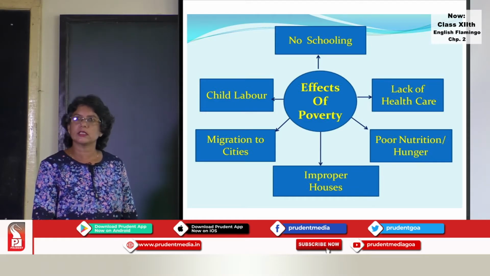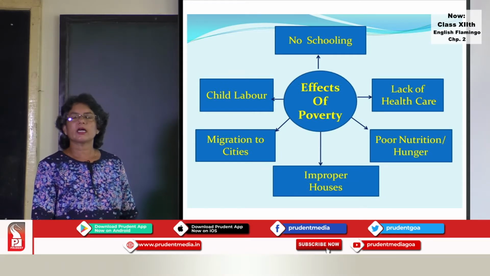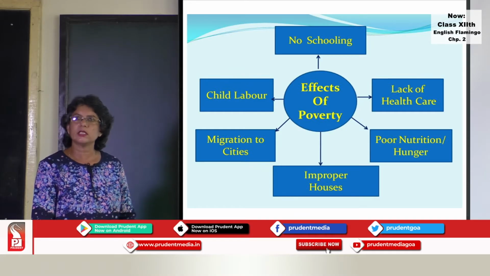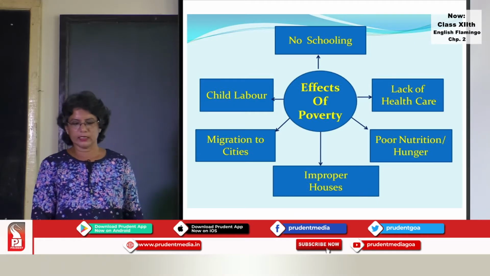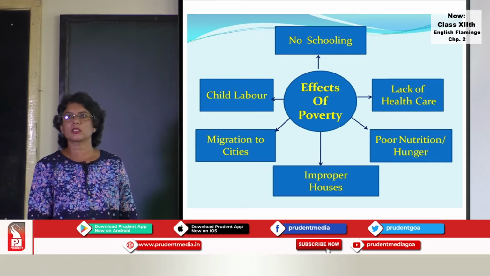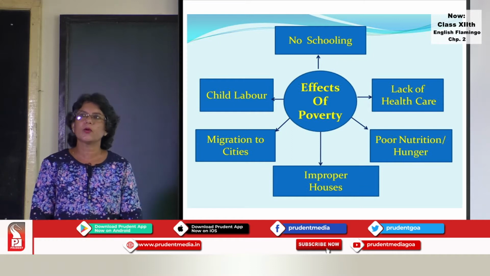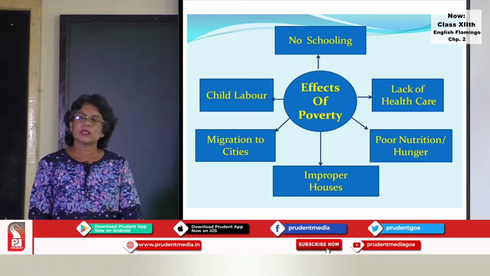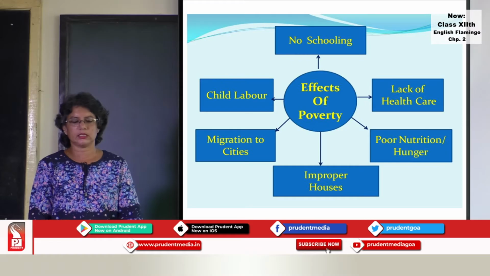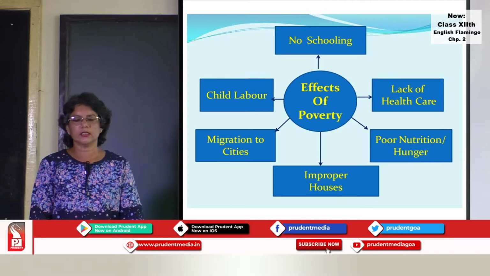There is poor nutrition, hunger, where they become weak as a result of lack of nutrition, as a result of hunger, and again this leads to illness. They have improper houses, and their houses are not secure places for them to live in. They migrate to cities in search of better opportunities. There is child labor very prevalent over here because of the effects of poverty.